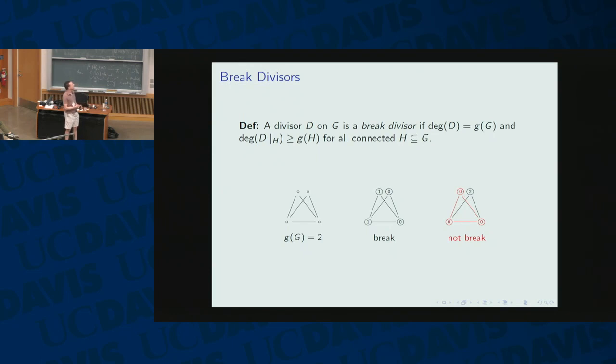Here's a graph that's homeomorphic to the Greek letter theta. It has genus 2. And here are 2 divisors on my graph that have degree 2. Right? Sum of numbers in circles is 2. But this divisor over here is somehow bad, right? Because this red triangle has genus 1, but the sum of the numbers in the circles is only 0, right? So this is not a break divisor, but it can be checked that this thing in the middle is in fact a break divisor.